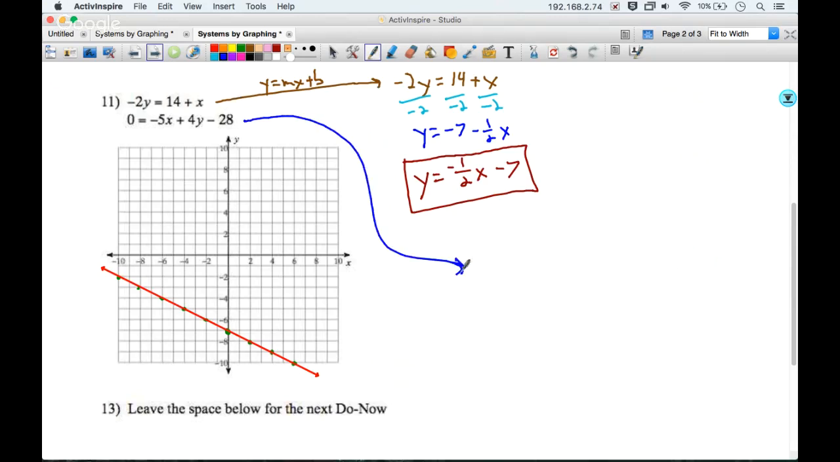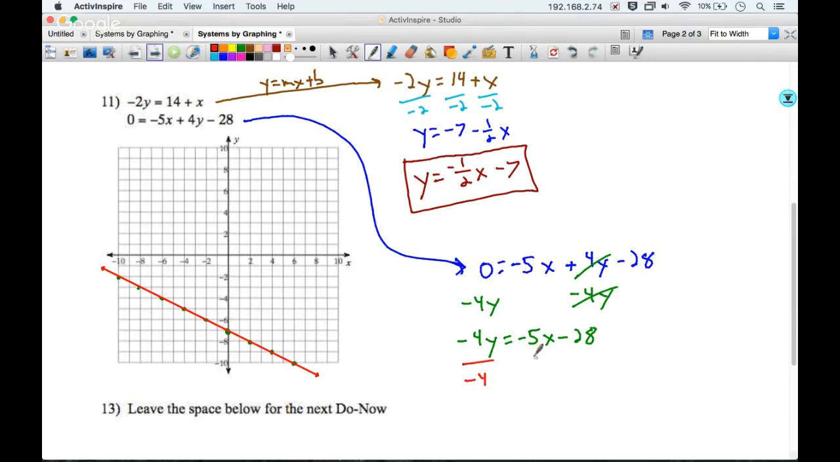We've got 0 equals -5x plus 4y minus 28. Got to make this look like y equals mx plus b. And that starts with getting y by itself on the other side. So to move it to the other side, I subtract 4y from both sides. It cancels on this side. I'm left with -4y equals -5x minus 28. Divide everything by -4.